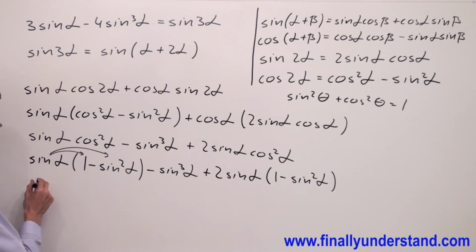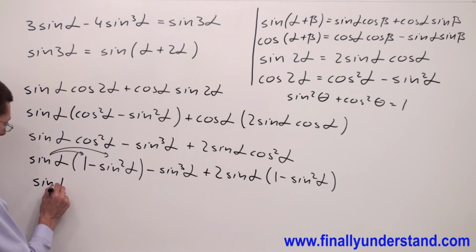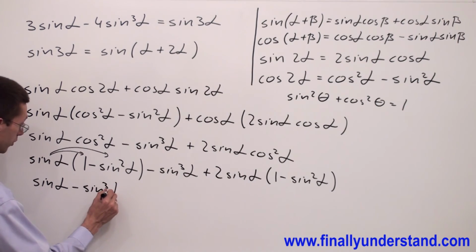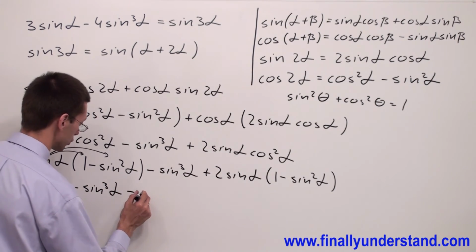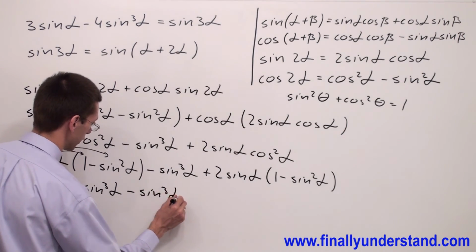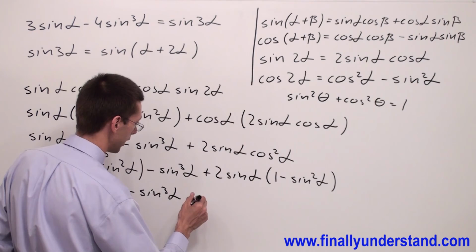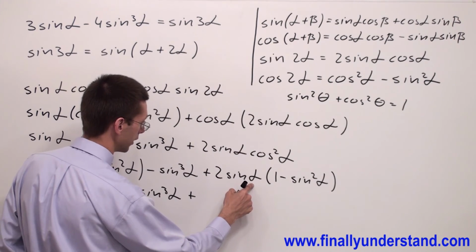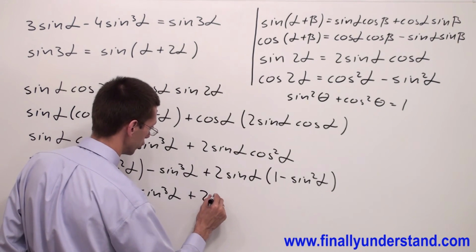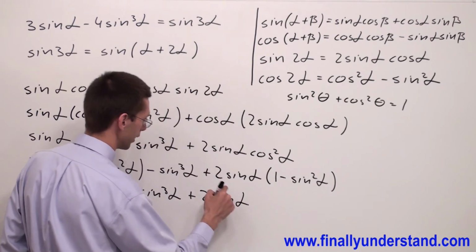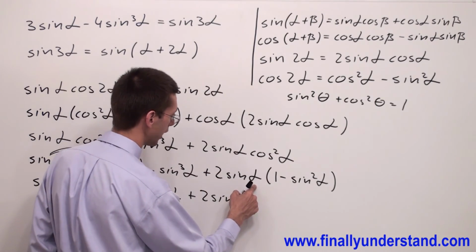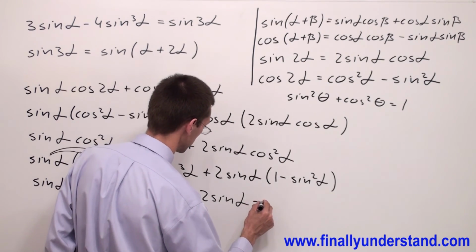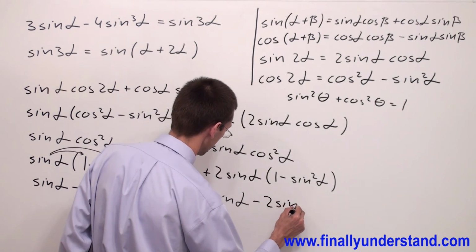Next, perform the multiplication, and we have sine alpha times 1, and I have sine alpha times negative sine square alpha. This is sine alpha minus sine cube alpha. Minus sine cube alpha, I just copy this one down. And I have over here plus 2 sine alpha times 1, which is 2 sine alpha. And I have 2 sine alpha times negative sine square alpha, which is equal to negative 2 sine cube alpha.